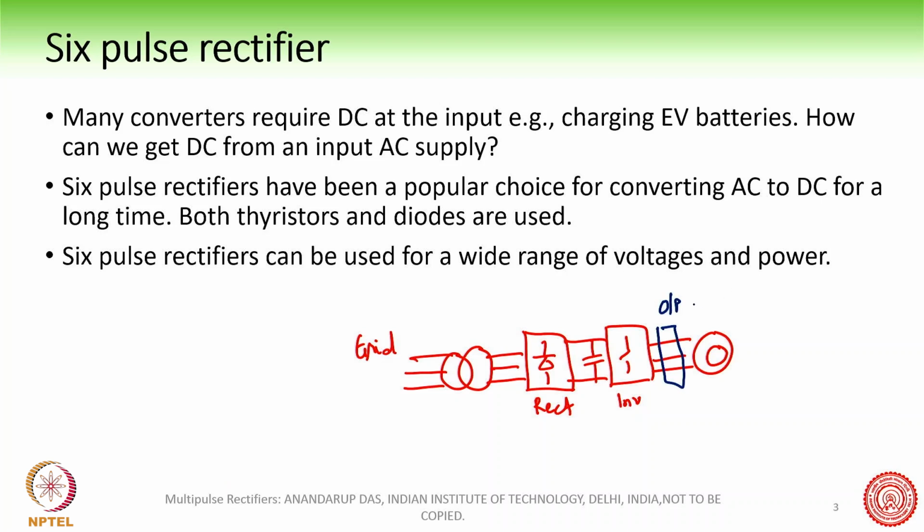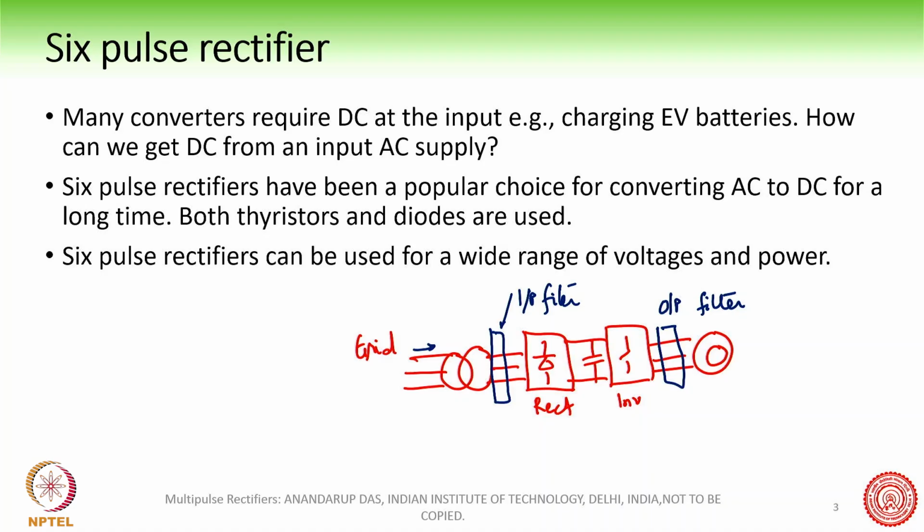This output filter basically improves the output of this inverter. The inverter output is PWM switched waveforms, and we try to make it a little bit sinusoidal, and we also try to control the rise time. So we use an output filter, but many times we also use an input filter to improve the current which is being drawn. Often this is also used. So this is a typical arrangement of an industrial drive.